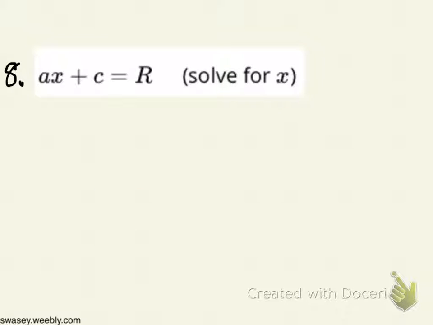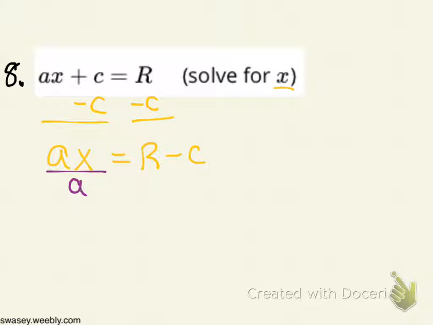Here we want to solve for x. So we want to get the x by itself. Right now it's here. So we need to get rid of the plus c. So we'll subtract c from each side. So we have ax equal to r minus c. Trying to get x by itself. To get rid of multiplying by a, we'll divide both sides by a.